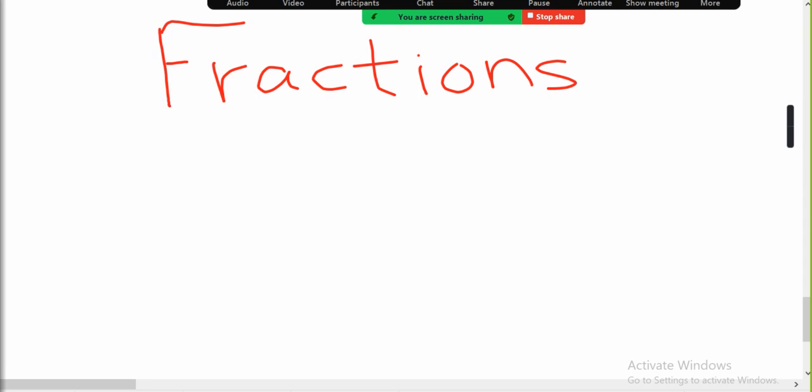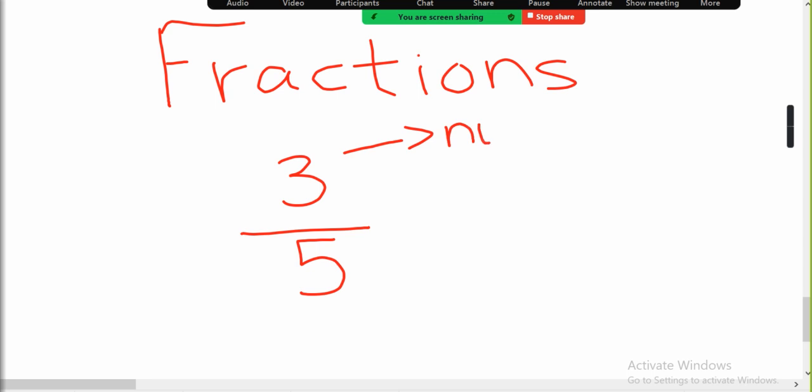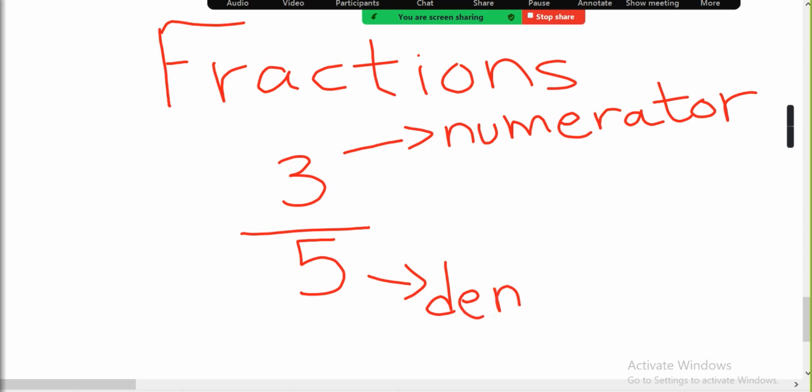Okay, when we are introducing fractions to our students, the first thing we will tell them is about the top number and the bottom number. The top number is the numerator and the bottom number is the denominator. Let me write it with spellings for you to read it easily. Numerator, and the bottom number is denominator.